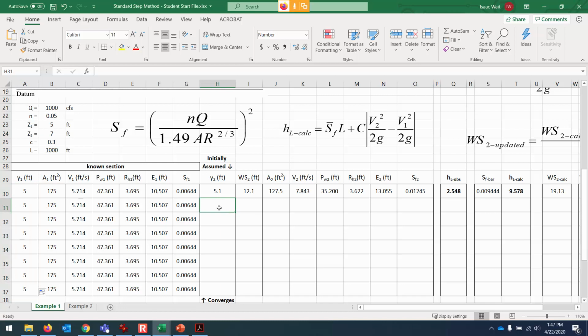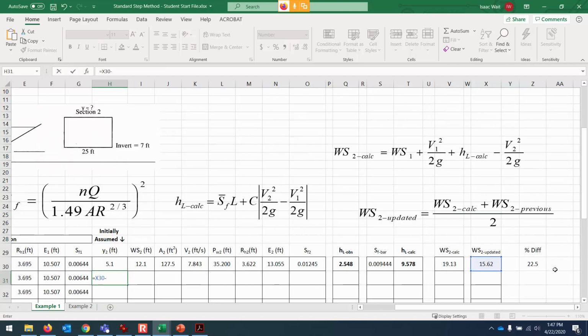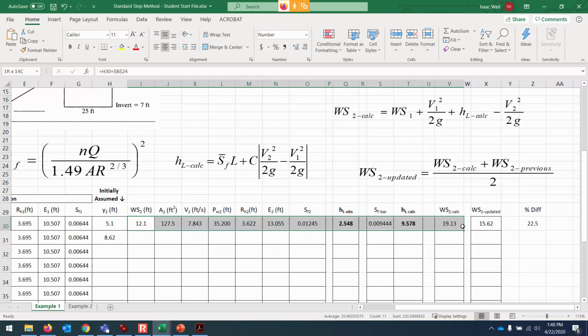Alright, so now for this new depth Y2, we get that from this updated water surface here. And so this new Y2 is going to be based on the updated depth. So this will be the water surface at 2 minus the delta Z. We know the delta Z is 7 feet, so minus 7 feet. Okay, so now that gives us a new guess for what we should use for the depth. And now all of these I can drag down a row.